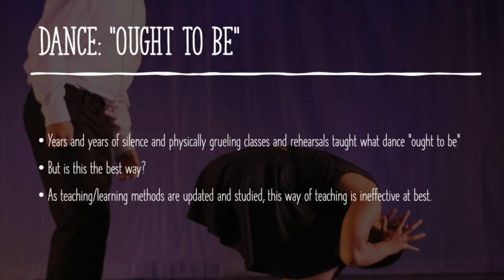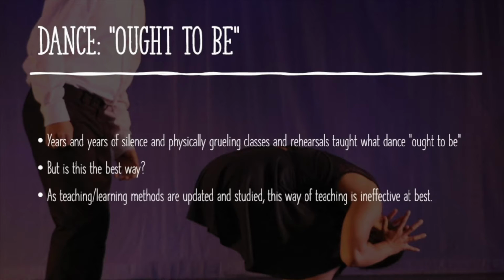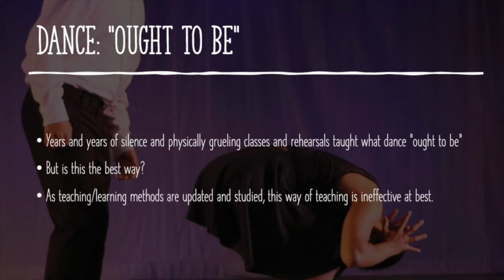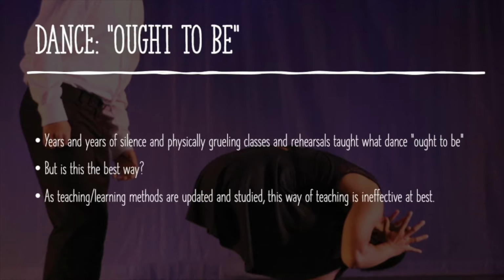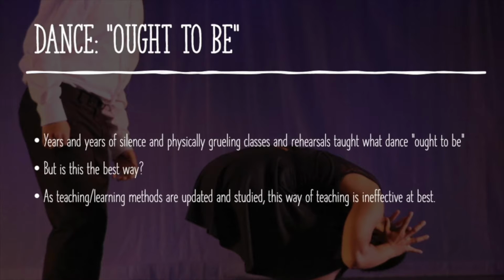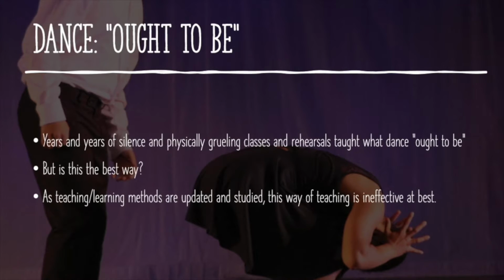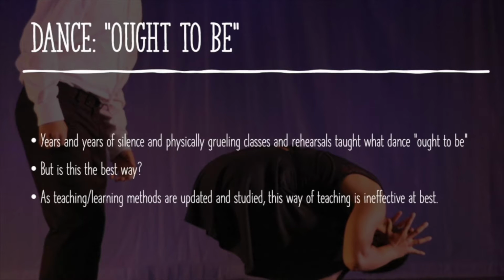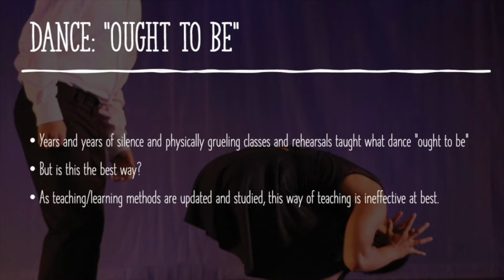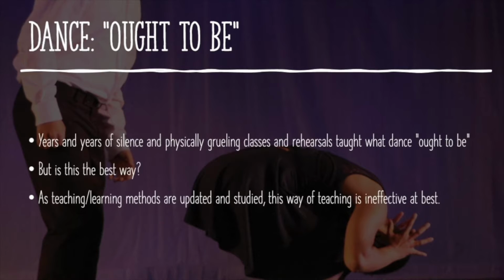What dance ought to be. Generations of dancers were expected to be silent, stand with our hands behind our backs, because hands on our hips was very disrespectful, and we were not to ask questions. All of this taught us what dance ought to be. We were supposed to watch, then emulate what we saw. We know now that this is an ineffective method of teaching at best. But how do we break this deeply held tradition for the next generation of dancers?